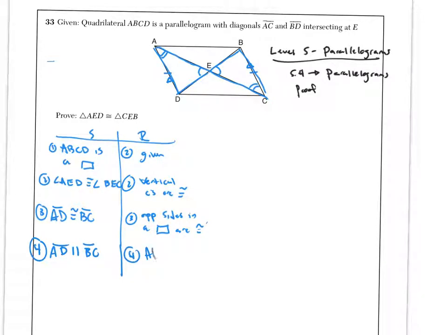because alternate interior angles, sorry, that is so wrong. I meant to say, I'm skipping to the next step. So let's say that again. 4, AD is parallel to BC because opposite sides are parallel.